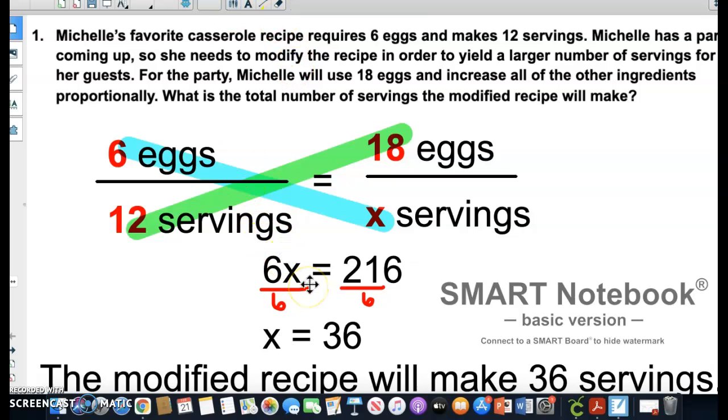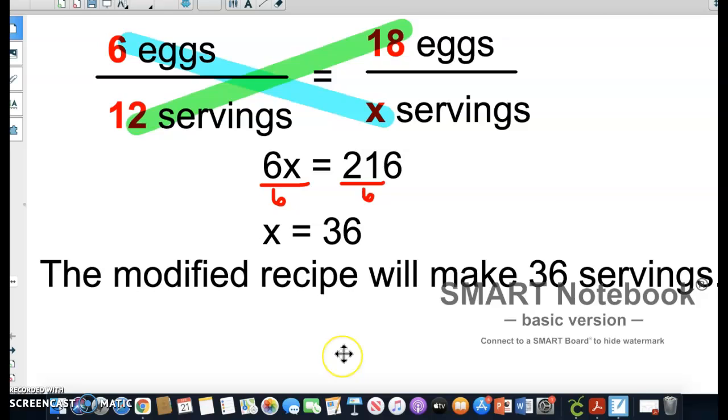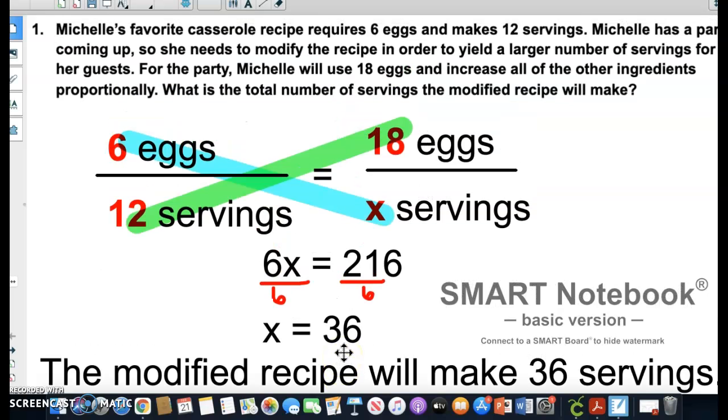That is the answer. The answer is not a fraction. It's not 18 over 36. A few people did post that. The answer is just 36 because it says what is the total number of servings the modified recipe will make? The modified recipe will make 36 servings.